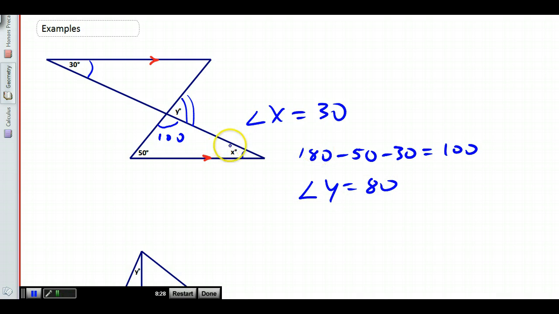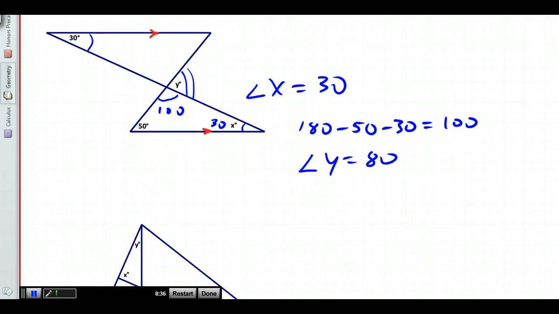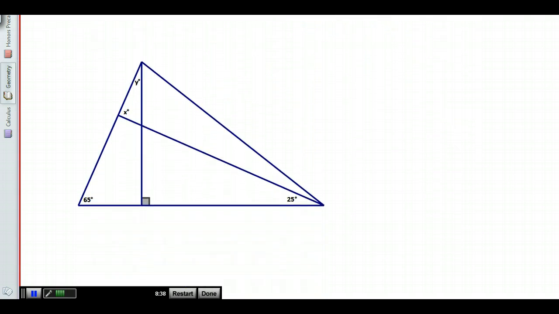Another way to look at that is once I know that angle X is 30, angle Y is an exterior angle of this triangle, so it's going to equal 50 plus 30, which is 80. So you had a couple ways to solve that one. All right, let's look at this one.